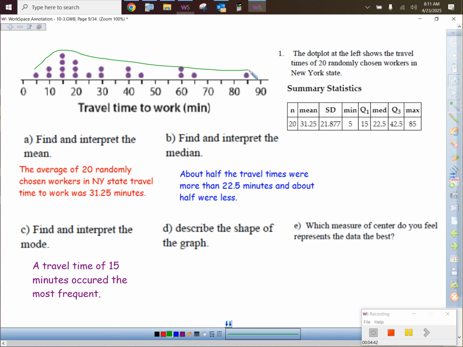I think it is skewed right. Cool. Are you cool? Because that's where the tail is, right? Remember the tail. If it's on the right, it's going to be skewed right. Are there any gaps? What would you think? Any gaps?